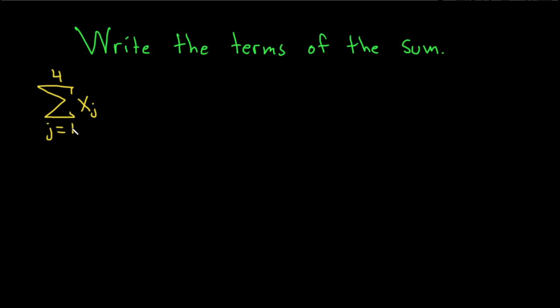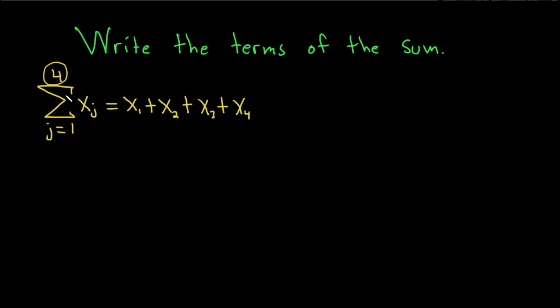So you start by taking this number here and plugging it in for the j. So that gives you x1. And this symbol indicates that you have to add. So you put a plus sign. Then you go to the next number, so 2. Then you put a plus sign. Then you go to the next number, which is 3. Then you put a plus sign. And then you go to the next number, which is 4. But then you stop, okay? And the reason you stop is because you get to this number.